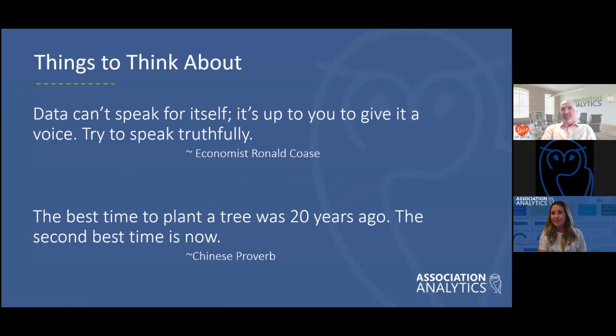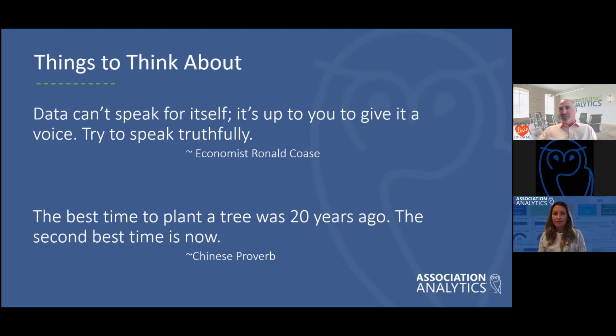And yeah, when I think about things to think about when you're talking about this, data can't speak for itself. It's up to you to give it a voice or try to speak truthfully. And I think you're always trying to tell a story and it needs to be a true story. The data, as Julie said, just a great analogy, to use data for the offense, not the defense side.